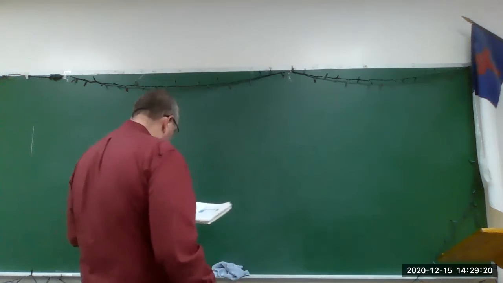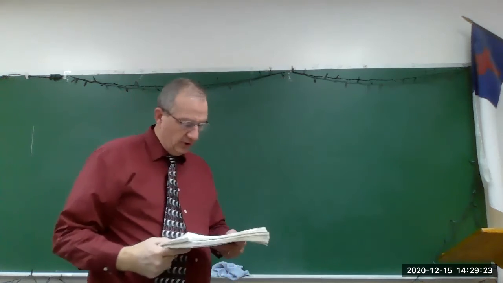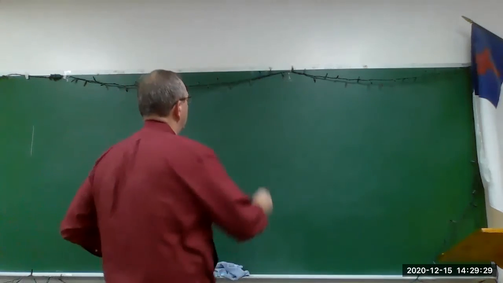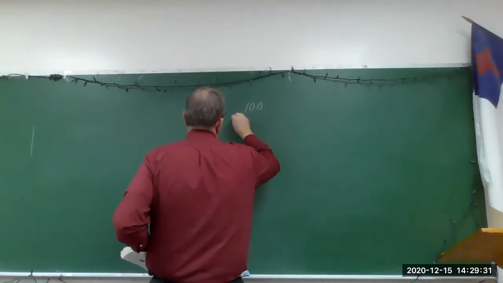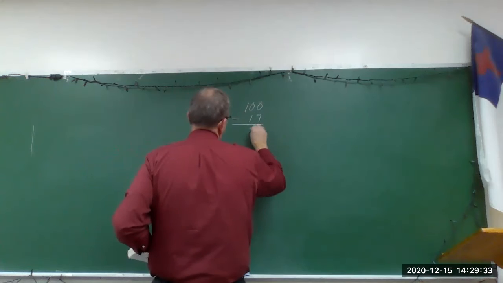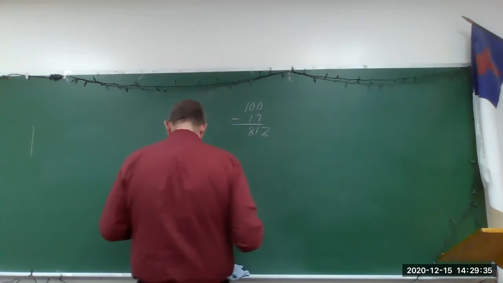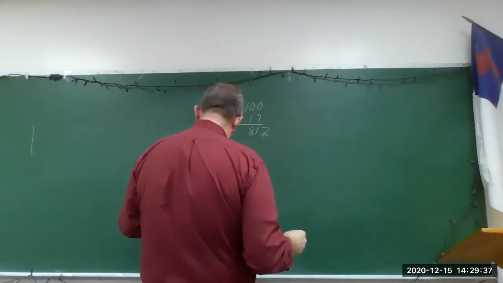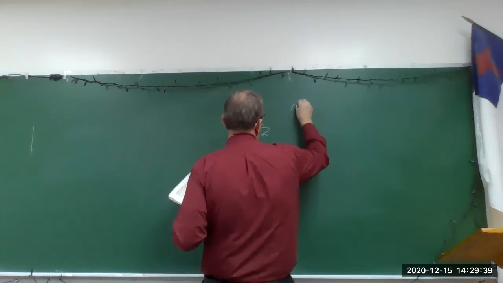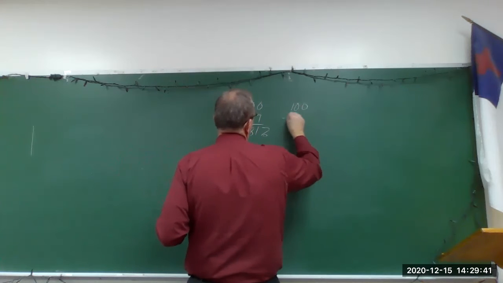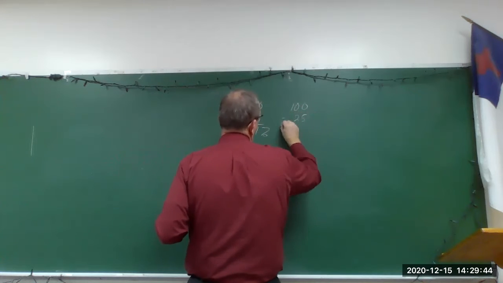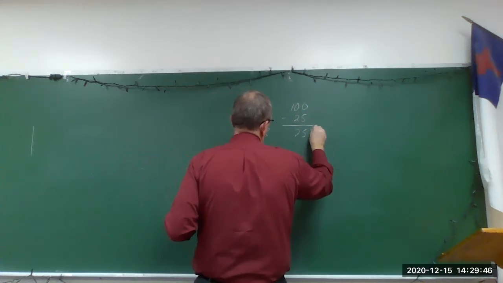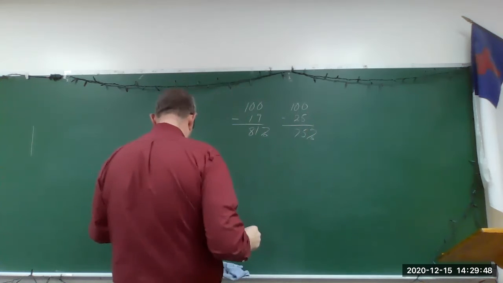Okay, it says subtract from 100%. Well, that's easy enough to do because if you have 19%, you're subtracting from 100%. You're going to say 100 minus 19 is 81%. The next one says 25%. So you're going to always start with 100. You're going to subtract 25%. It's going to give you 75%.